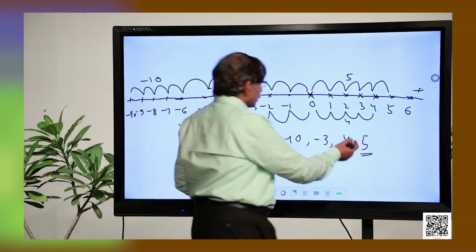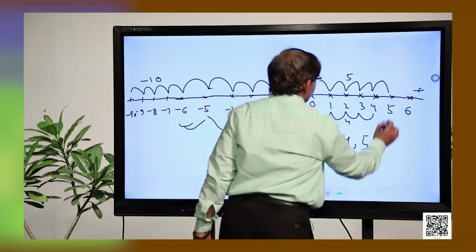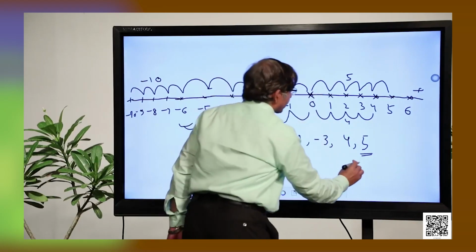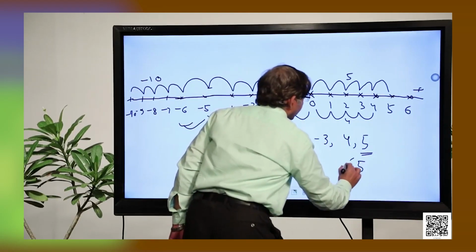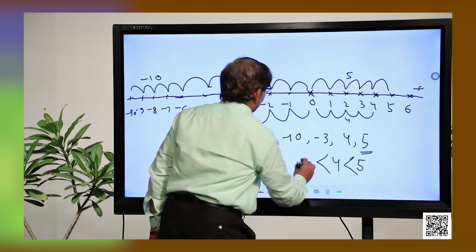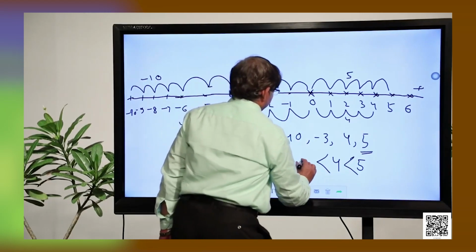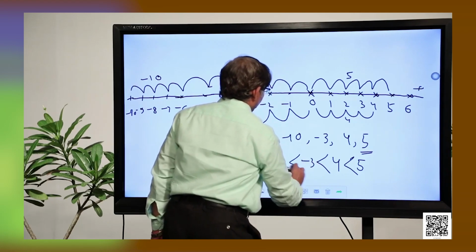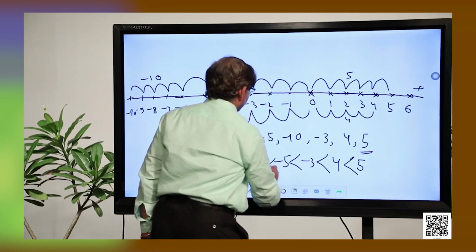From the 0, this 5 position is here. So 5 is the greatest number here. So 5, and then 4, then minus 3, minus 5 and minus 10.